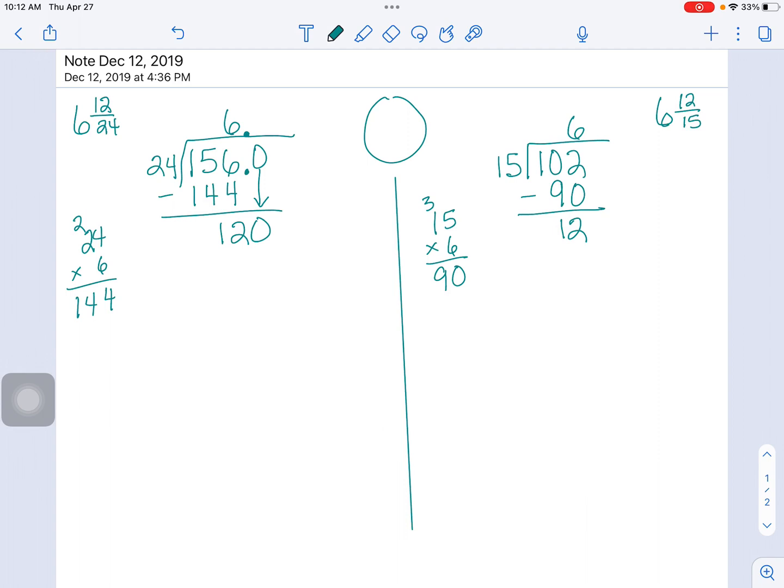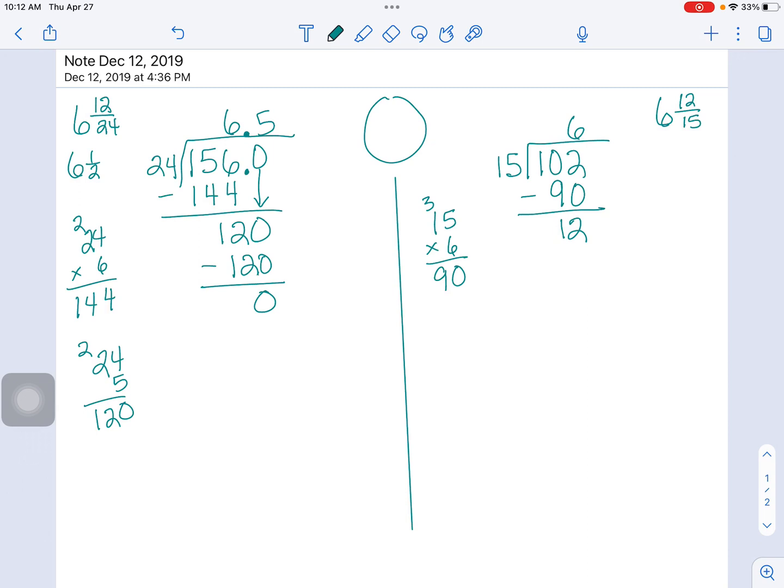So now I'm looking at 12/24, and if I simplified that, what would that be? 6.5. So what decimal or what number stands for a half? So I'm going to try a 5. So the answer to this one is 6.5.